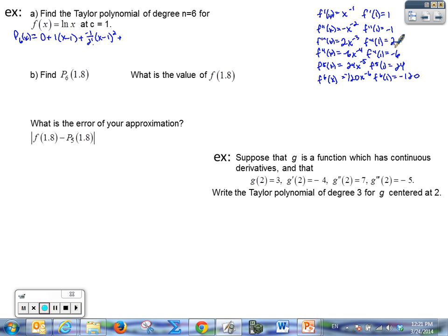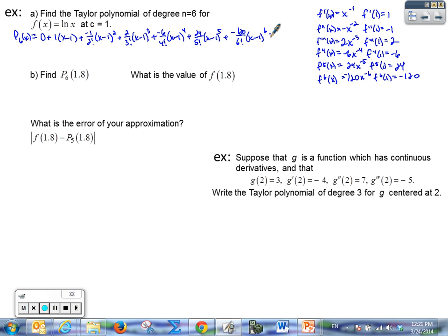Our third derivative value is 2. So 2 over 3 factorial, x minus 1 cubed. Fourth derivative, negative 6. So negative 6 over 4 factorial, x minus 1 to the fourth. Fifth is 24 over 5 factorial, x minus 1 to the fifth. And finally, our sixth derivative, negative 120 over 6 factorial, x minus 1 to the sixth.